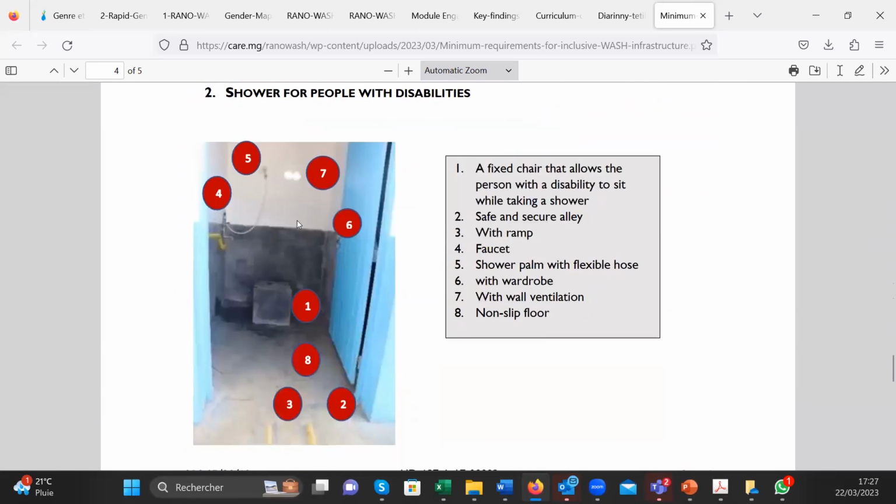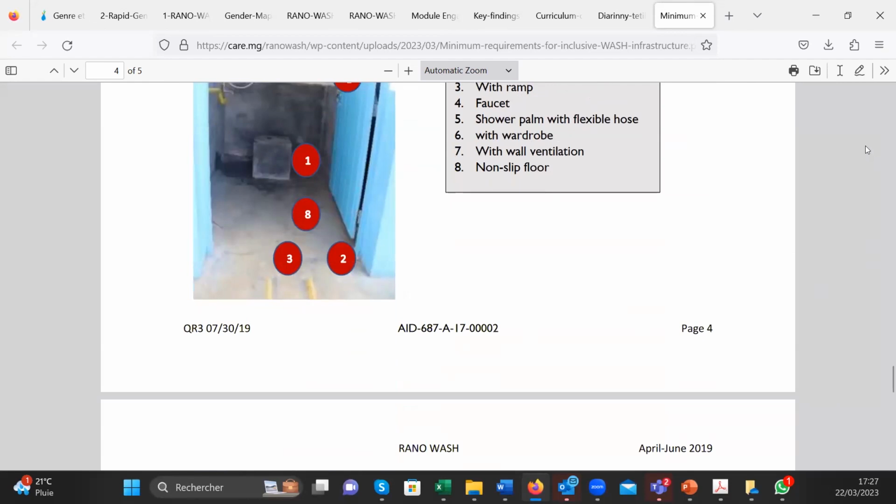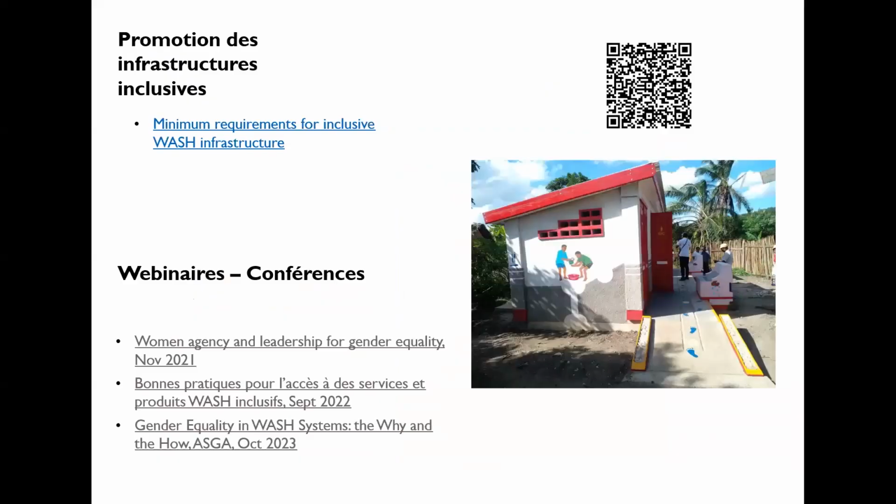We also have pictures showing the criteria to be considered when we speak of inclusion. For example, we have toilets and showers in Anduna Bay with ramps in the alley to go up, and we have ramps for people with disabilities.